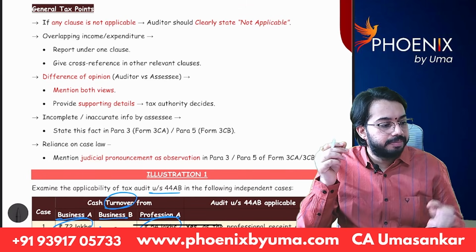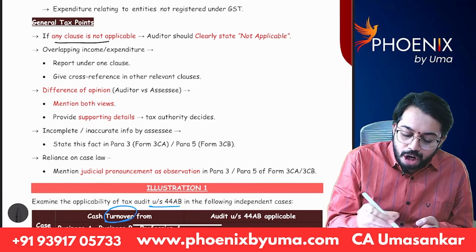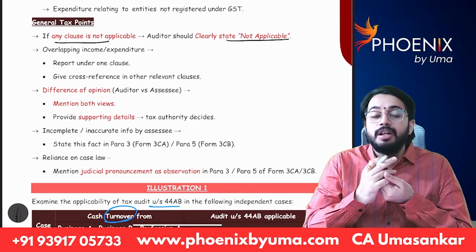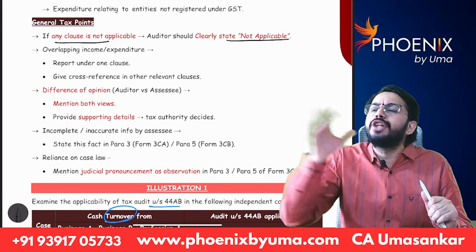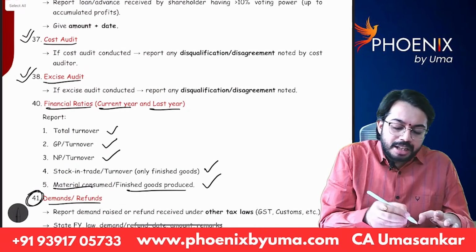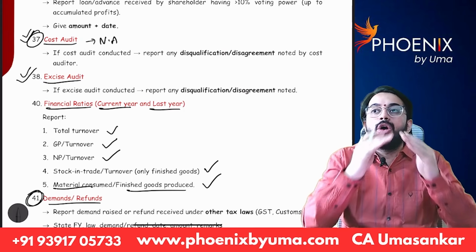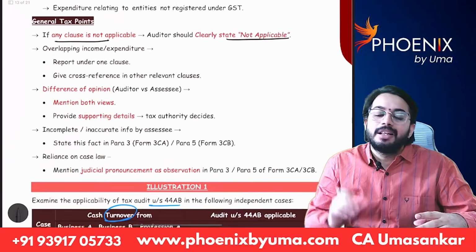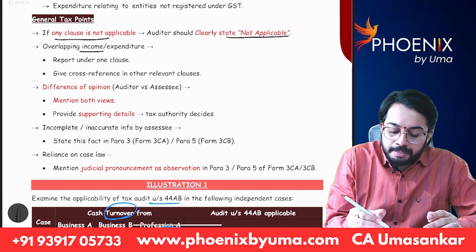Next, general tax points. If any clause is not applicable, the auditor should clearly state not applicable. For example, I am doing the audit of ABC Private Limited. Cost audit is not applicable to ABC Private Limited. Then for clause number 37, what will I write? I will write cost audit is not applicable. So out of 44 clauses, if any clause is not applicable, the tax auditor should mention that the clause is not applicable to the SSC.